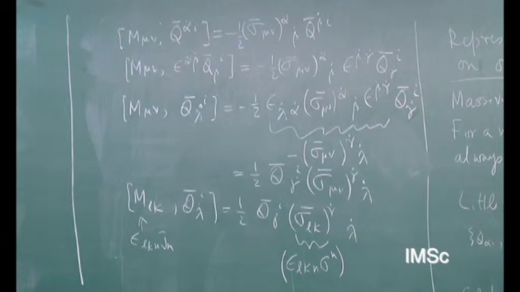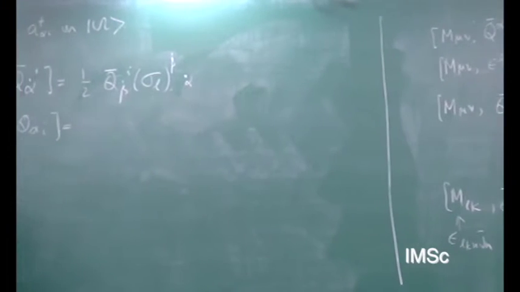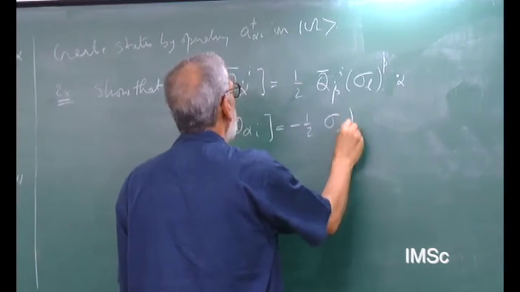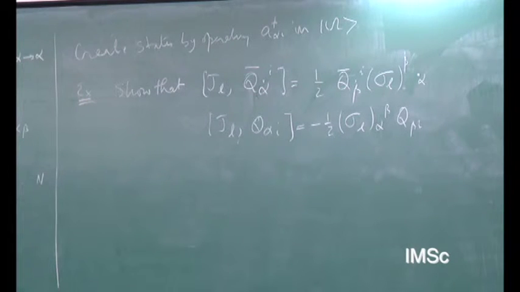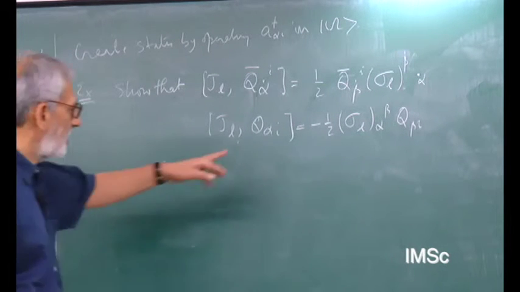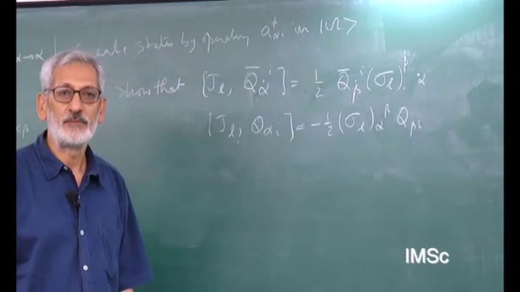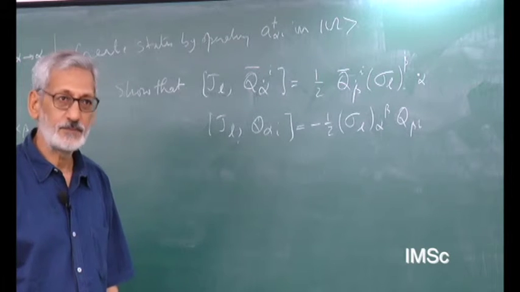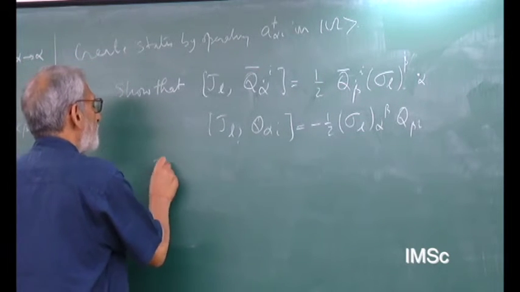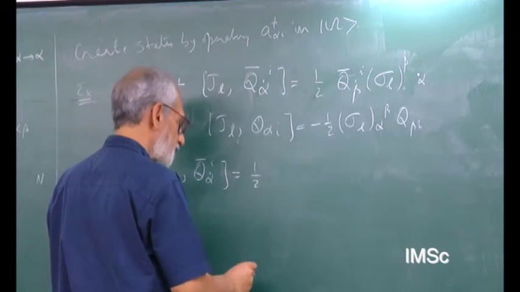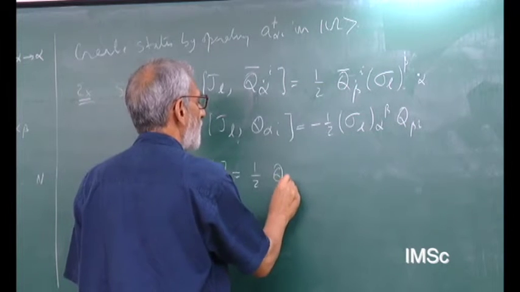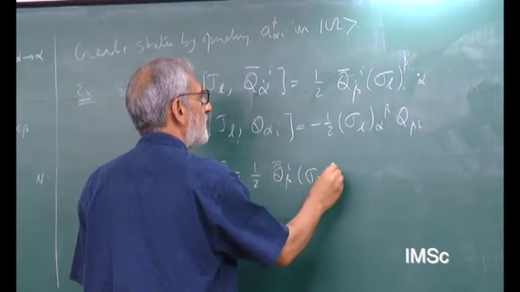Now similarly, if you do the exercise, JL Q alpha I is minus 1/2 sigma L alpha beta Q beta I. This sign minus here and plus here are very important. In particular, JZ Q dot alpha I commutator is 1/2 Q beta I sigma Z beta.